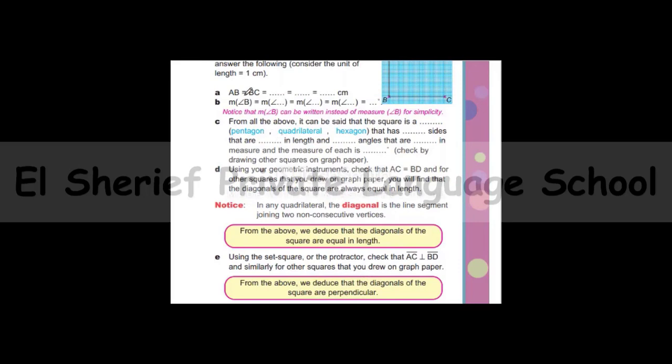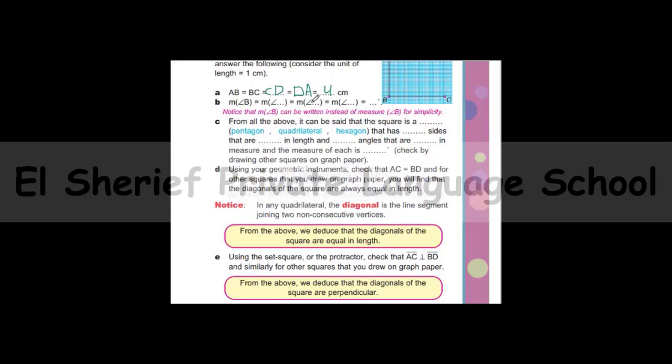Now AB equals BC equals what? Side length equals what? Equals how many centimeter? So we can say that AB equals BC equals CD equals DA equals 4 centimeter. Now letter B, measure of angle B equals measure of angles what?